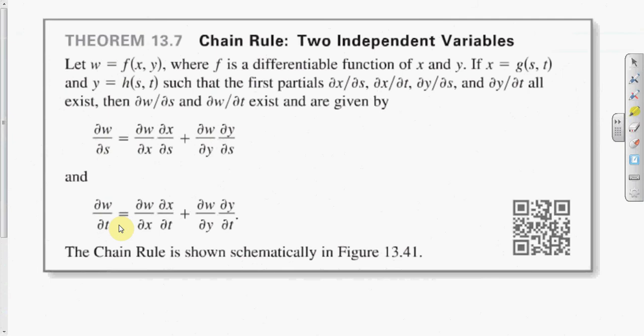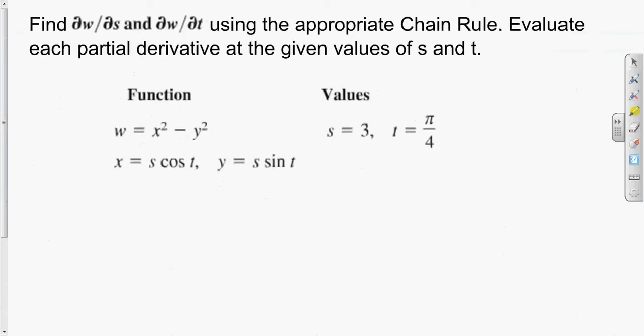Let's look at a problem. Here, find the partial of w with respect to s, the partial of w with respect to t, using the appropriate chain rule. Evaluate each partial derivative at the given values of s and t. When we get here, we cannot apply calculus 1. In calculus 1, we only talked about a function that depended on one independent variable. So here we talk about a function that depends on two independent variables, and then you can still heighten that to even more if you wanted to.